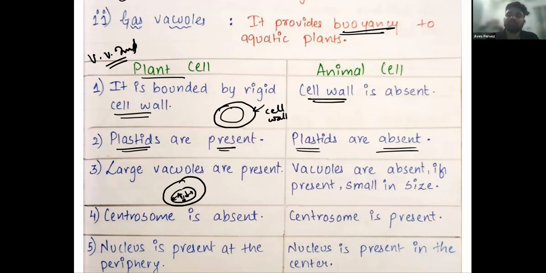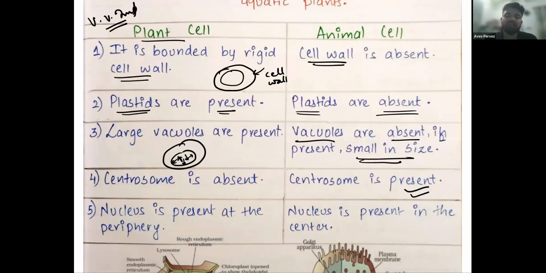Vacuoles are generally absent in animal cells, and if present, they are very small in size. The next one is that the centrosome is absent in plant cells, but present in animal cells. The centrosome is a specialized structure that we're going to discuss.